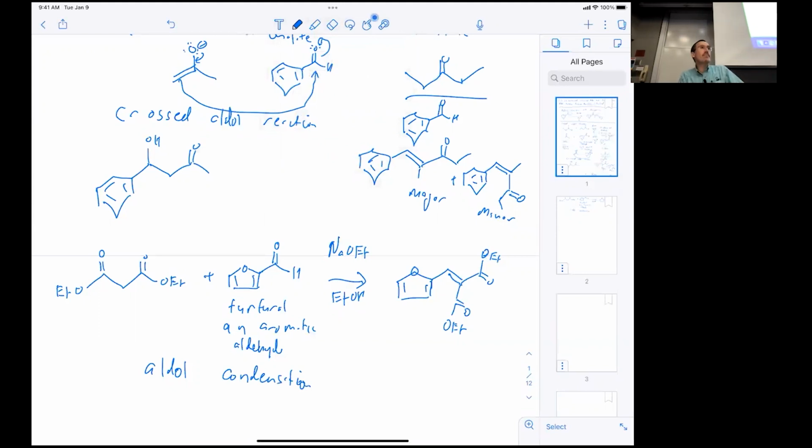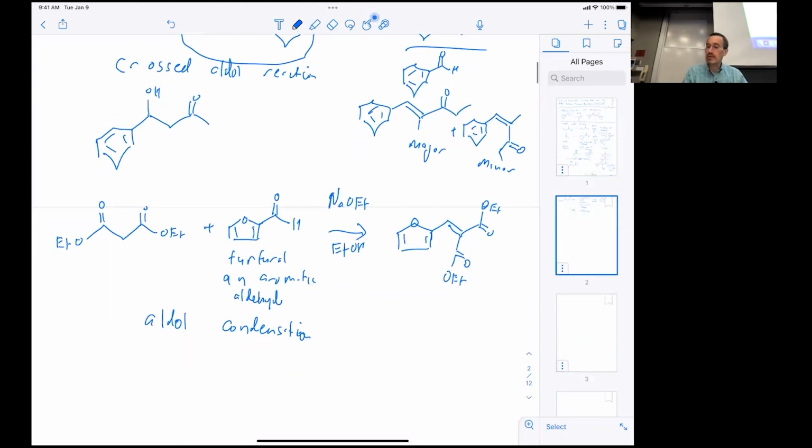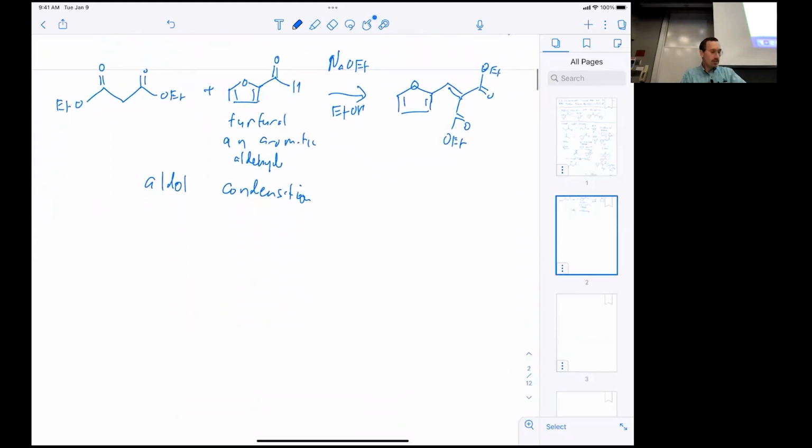In other words, if you write a balanced chemical equation, the base is only a catalyst here, but one molecule of diethyl malonate reacts with one molecule of furfural to give you one molecule of the alpha beta unsaturated carbonyl compound, plus one molecule of water. And that's the hallmark of what's called a condensation reaction. So any thoughts or questions at this point?